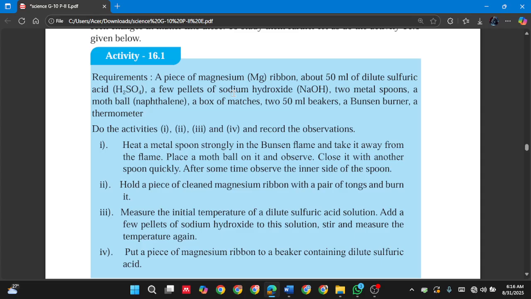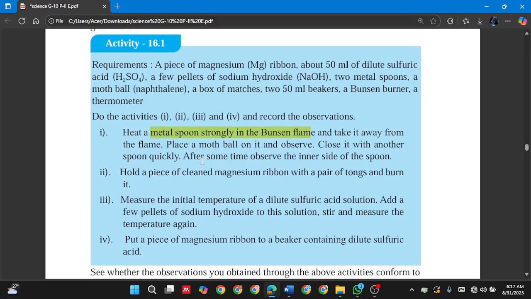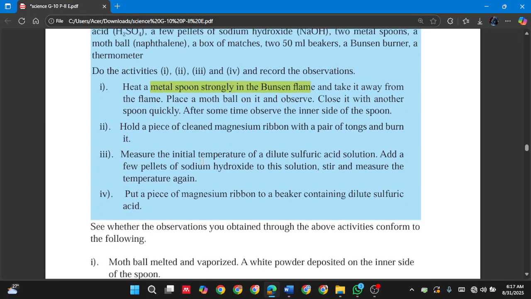First one, heat the metal spoon strongly in the Bunsen flame and take it away from the flame. Place a mothball on it and observe. Close it with another spoon quickly. After some time, observe the inner side of the spoon. First you have to heat the metal spoon strongly in the Bunsen flame. Then take it away from the flame, place a mothball on it and observe. Close it with another spoon quickly. After some time, observe the inner side of the spoon.